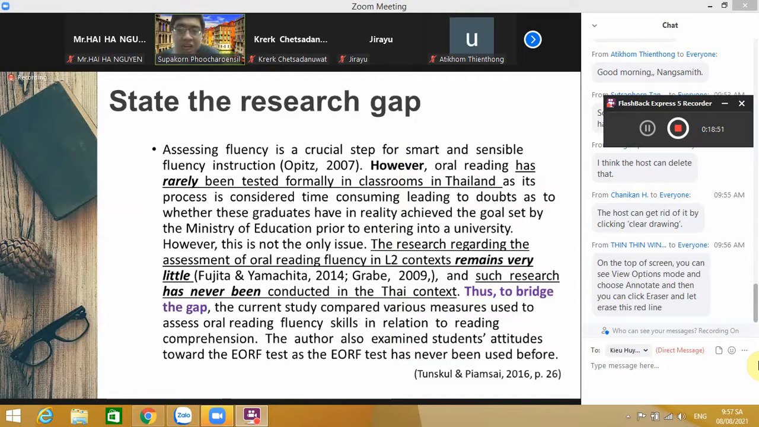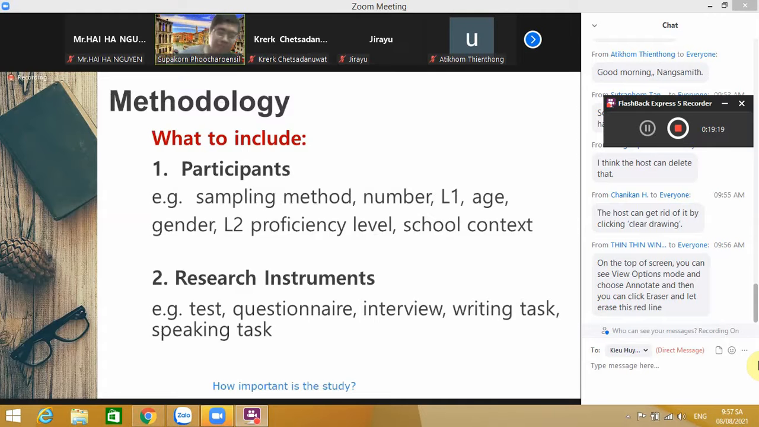The current study compares various measures used to assess oral reading fluency skills, right? And the author also examines student attitude, and so on, right? So, in order to show that you did a thorough review of literature, you have to try to link the literature being reviewed with the research gap that you try to bridge in your study.